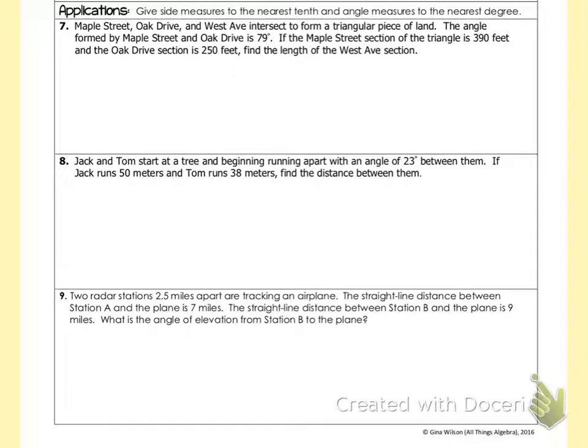So for our final part of the lesson, we're going to take a look at some applications, and how we might use the law of cosines in some real-life situations. Example number 7. Maple Street, Oak Drive, and West Avenue intersect to form a triangular piece of land. So we've got these 3 streets. The angle formed by Maple and Oak.